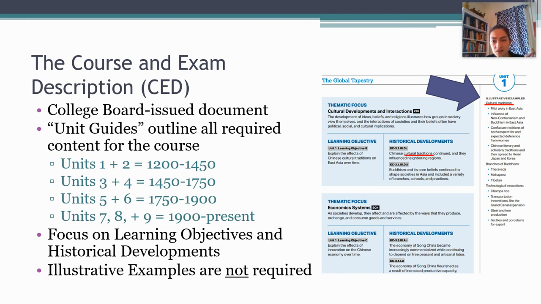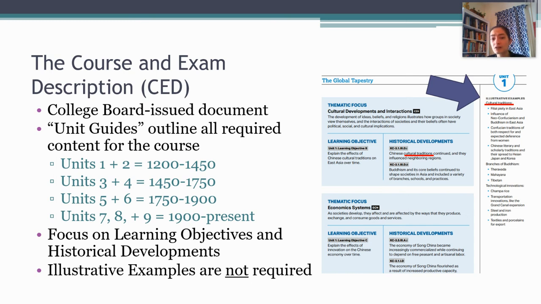We have this list of ideas of Confucian beliefs about women, the role of women in society. We've talked a little bit about that. But some of these illustrative examples will actually not be at all familiar to you, right? And so we did not talk about literary and scholarly traditions at all. We didn't really talk about their spread to Japan or Korea, and that's okay.